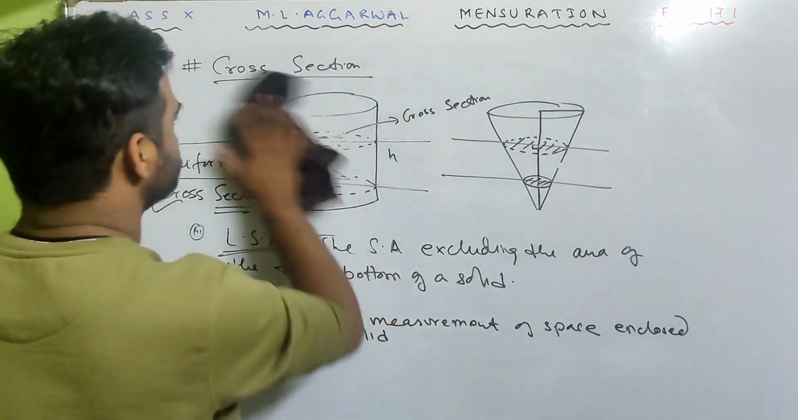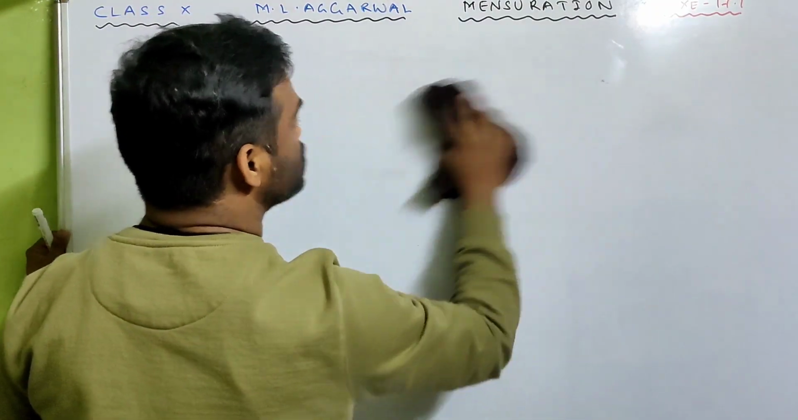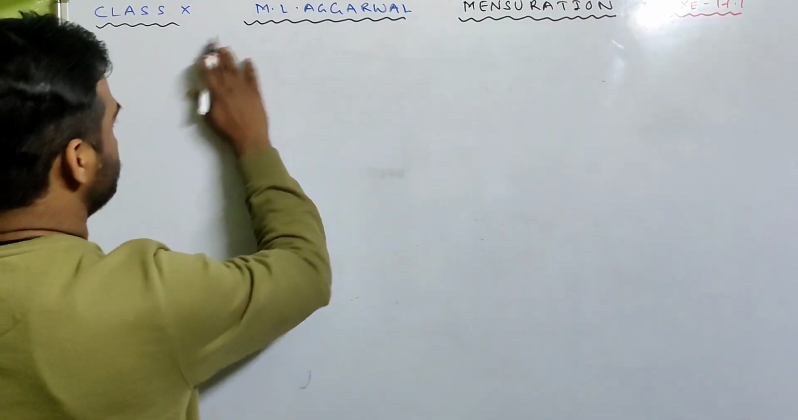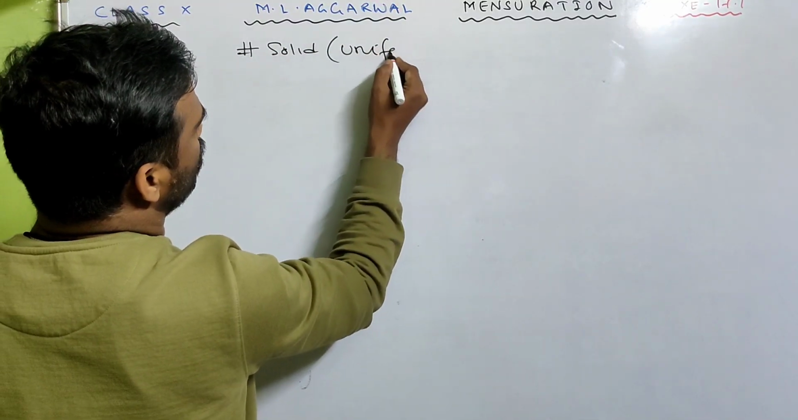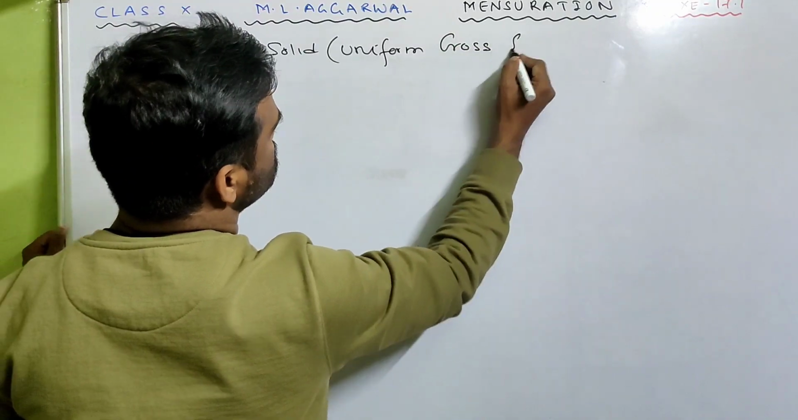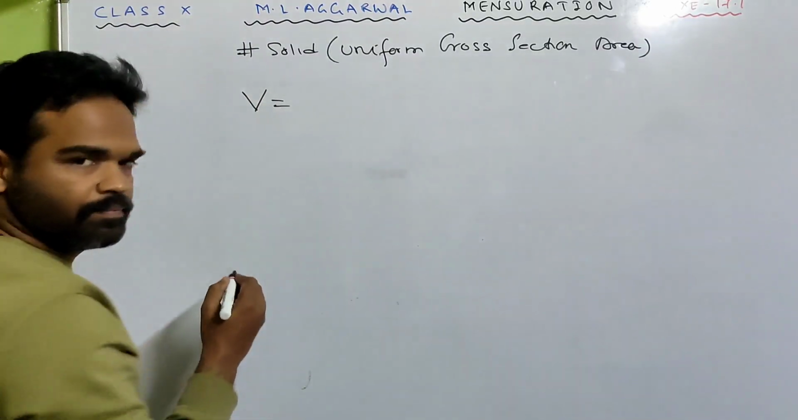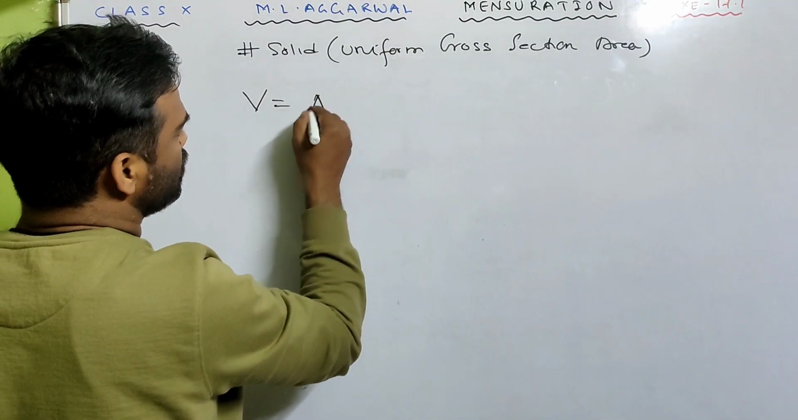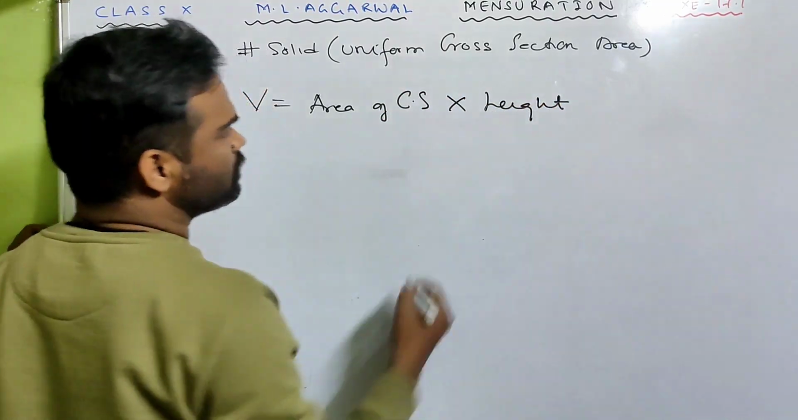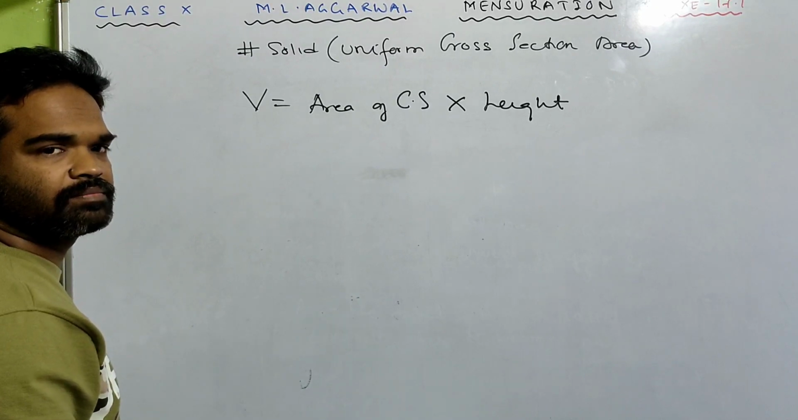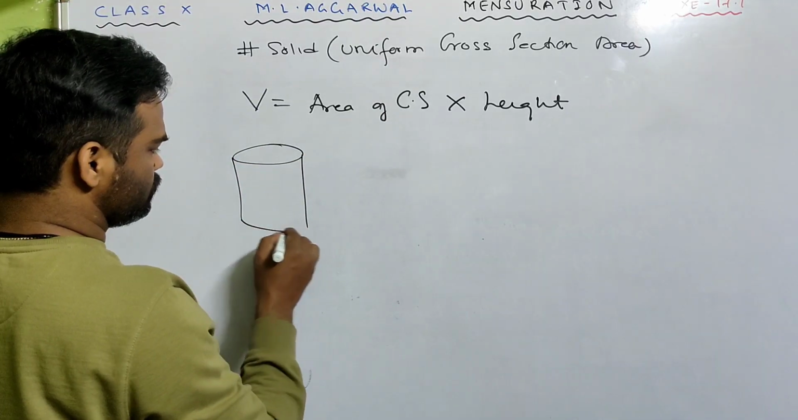Now look at this. If a body has a uniform cross section area, remember, we are talking about a solid which has uniform cross section area, then the volume of that body is given by area of cross section multiplied by the height, length or breadth, whatever.